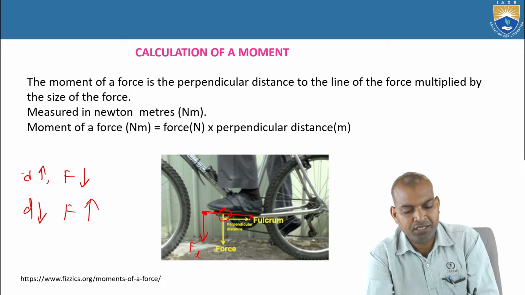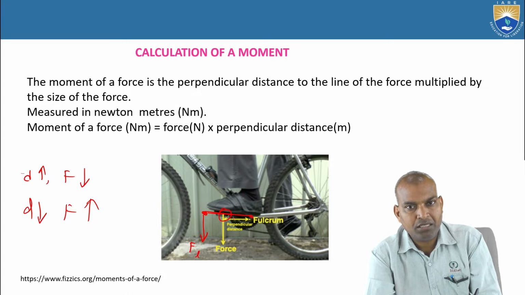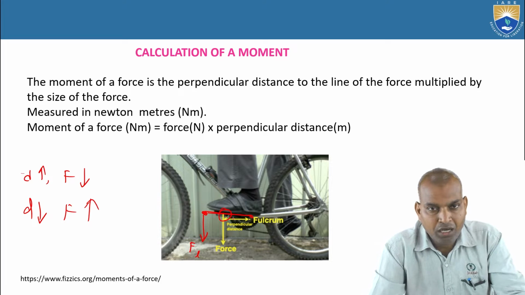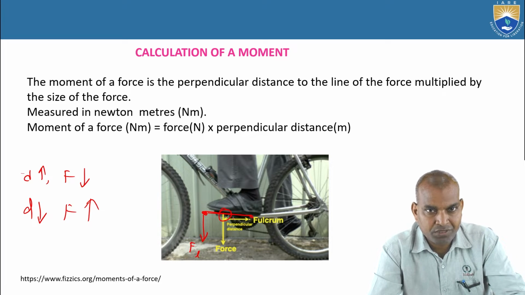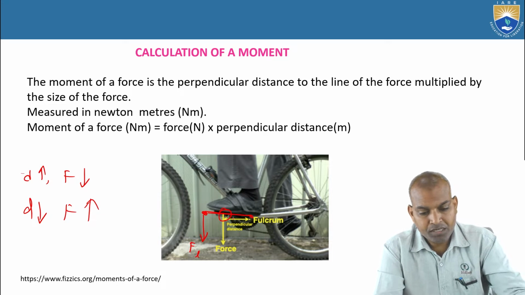Here the concept is applied in the design of the pedal, where the length of the pedal rod is highly important, especially for cyclists going fast, so that we can travel more distance without getting tired.